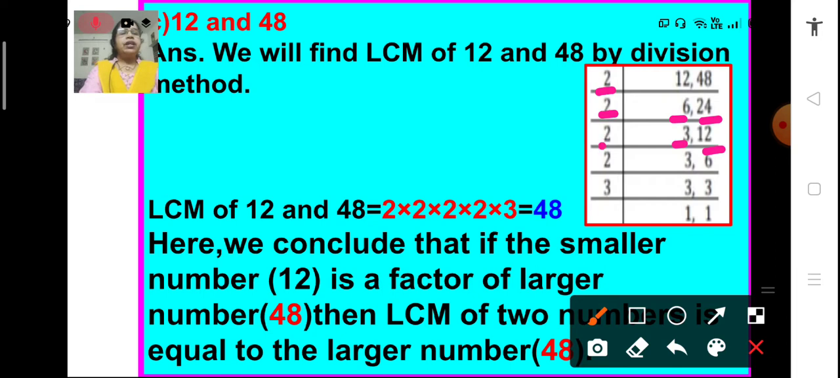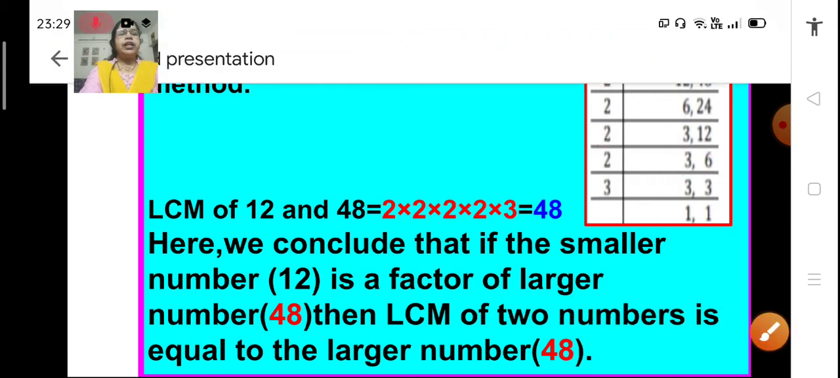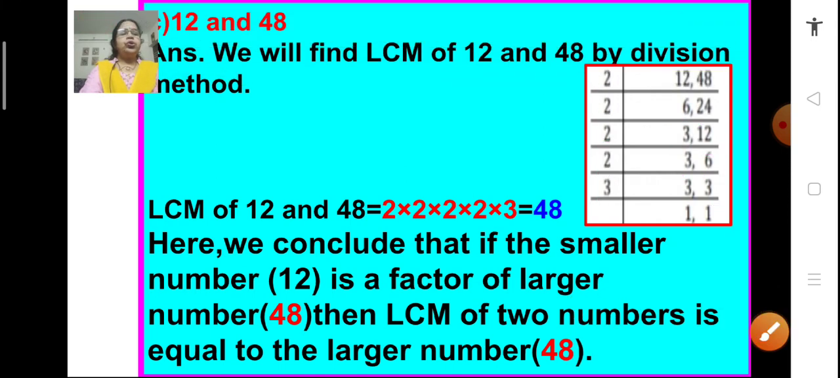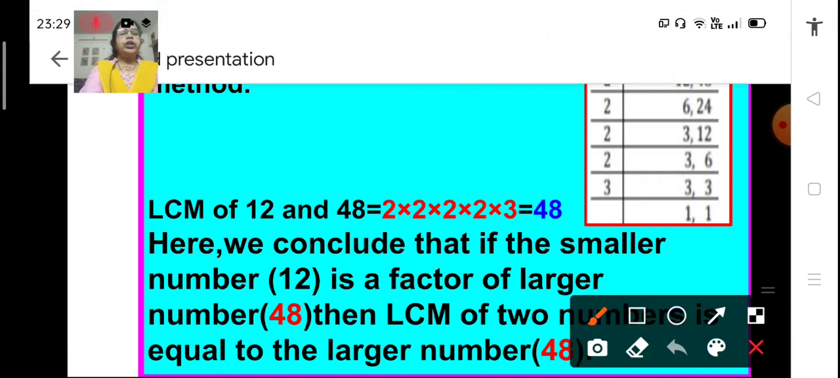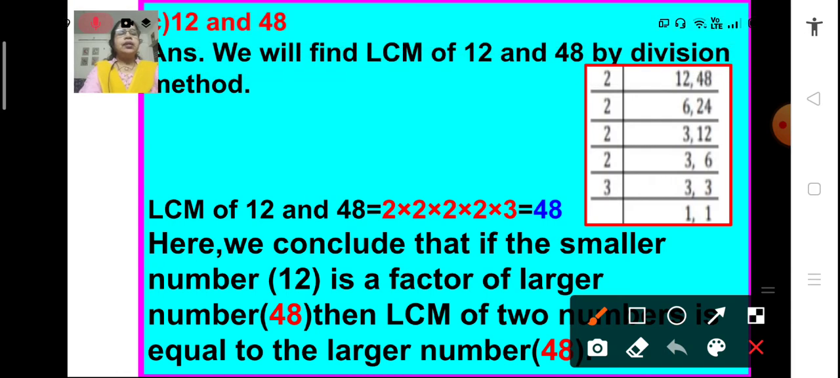Next again we can take 2. 2 divides 12, we get 6 here and 3 is written as such. Again we take 2, since 6 is divisible by 2, so we get 3 here and this 3 will be written as such. Next we take 3 and 3 divides itself, we get 1. So what is the LCM of 12 and 48? It is 2 into 2 into 2 into 2 into 3, that is equal to 48.